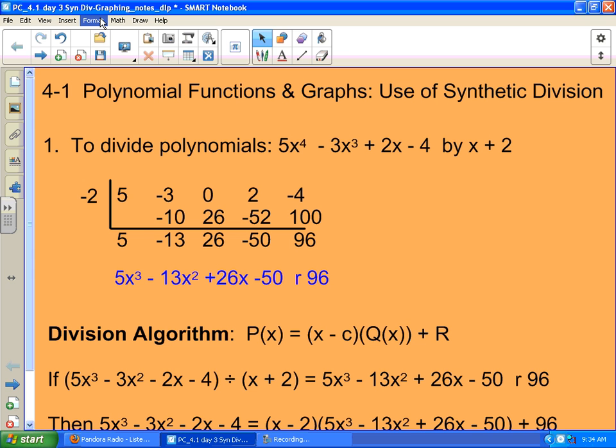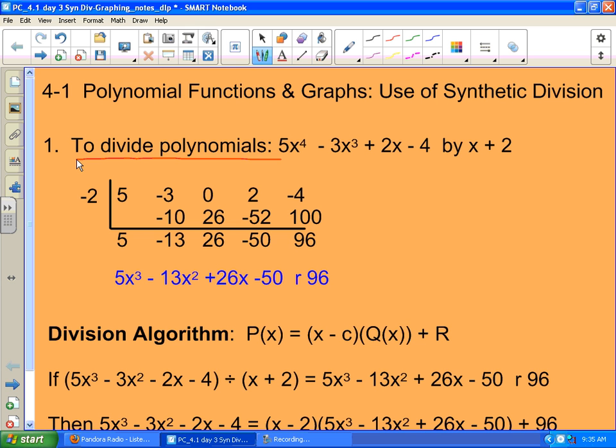So the first thing, this is what we did yesterday. We looked at one of the uses of synthetic division, which is to divide polynomials. Now, what was the stipulation? In order for me to use synthetic division, something had to be specific related to the divisor. It had to be a linear binomial, which means power of 1, mx plus b form, right? Something like that. And that's when I can use synthetic division.